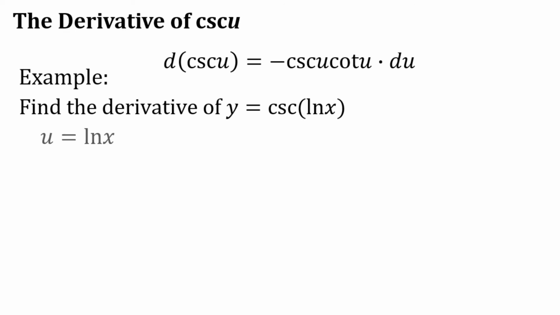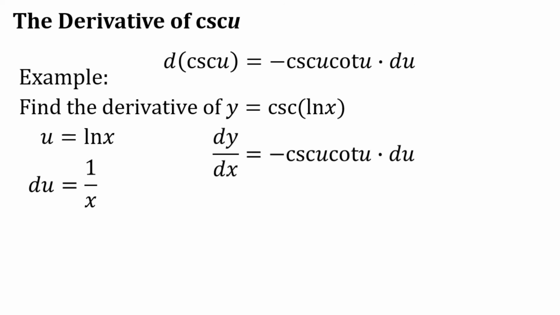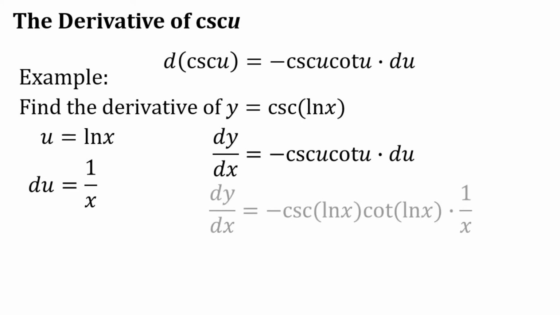Let u represent ln x. U is equal to ln x. The derivative of ln x is equal to 1 over x. Then apply the formula dy over dx equals negative cosecant u cotangent u times du. Substitute the values of u and du. So this will become dy over dx equals negative cosecant ln x cotangent ln x times 1 over x. As you can see, our u is ln x and our du is 1 over x.